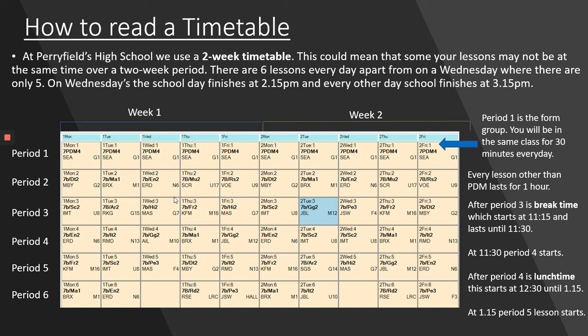When you start at Prayerfield High School, you'll be placed into a form group which is labelled as PDM on the timetable. As you can see, you'll have this lesson, period 1, every day, and this lesson lasts for half an hour. During this time, your form teacher completes a variety of tasks such as reading, maths challenges, uniform checks, the checking of stationery, and other. Every lesson other than period 1 lasts for 1 hour. So after PDM, you'll go to lesson 2, period 2.